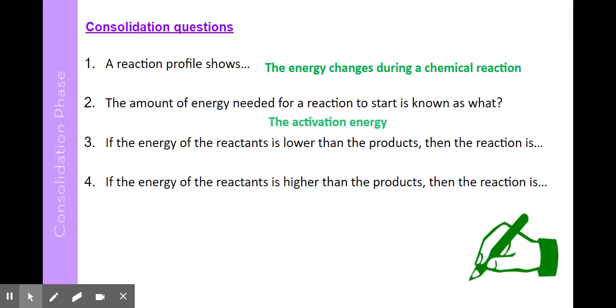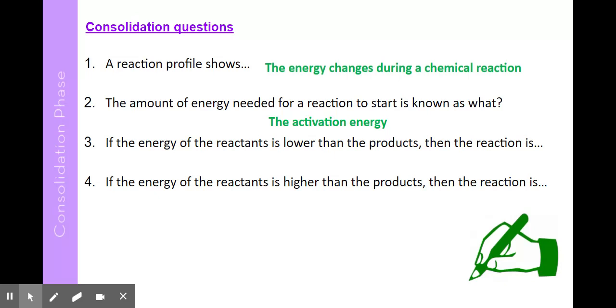Number 2, the amount of energy needed for a reaction to start is known as what? The activation energy. It activates the reaction, it starts it. So, for example, when you are lighting a match, the activation energy is the strike of the match because it causes friction and it causes a spark.